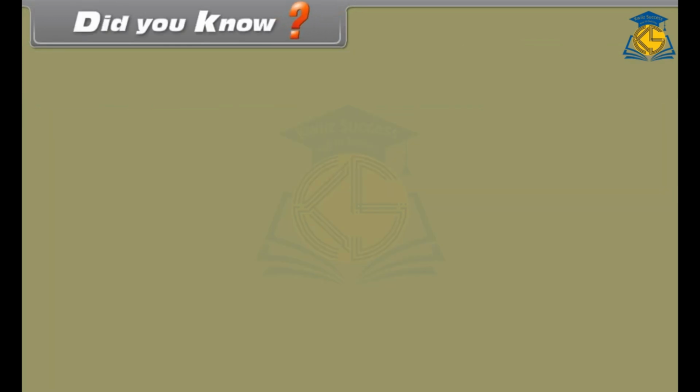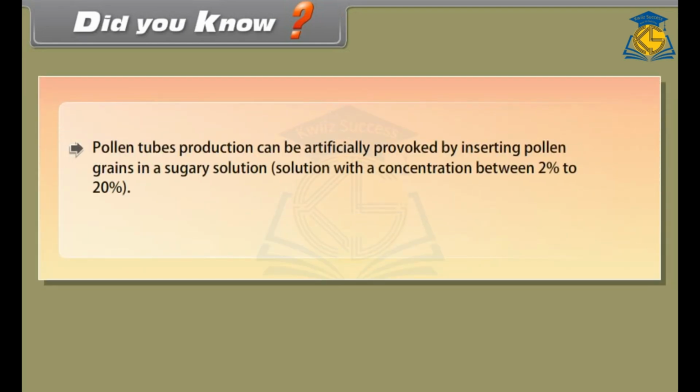Did you know? Pollen tube production can be artificially provoked by inserting pollen grains in a sugary solution with concentration between 2% to 20%.